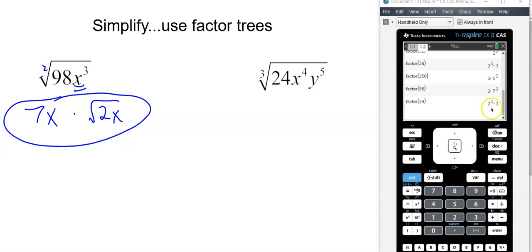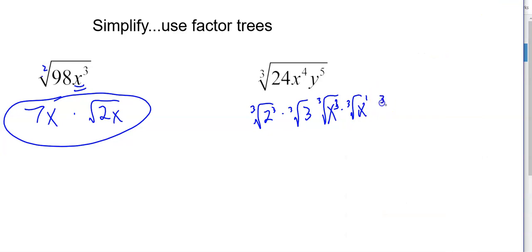This one, 24, is 2 cubed times 3. So this time I am looking for the cube root of this one. So it would be 2 times the cube root of 3. And then another way of thinking about this is the cube root of x to the third times the cube root of x to the first.